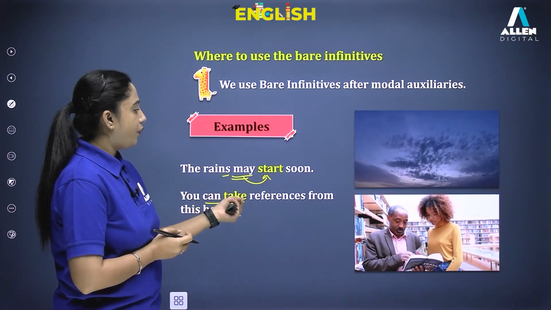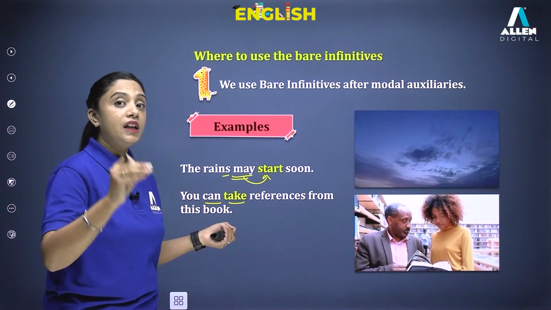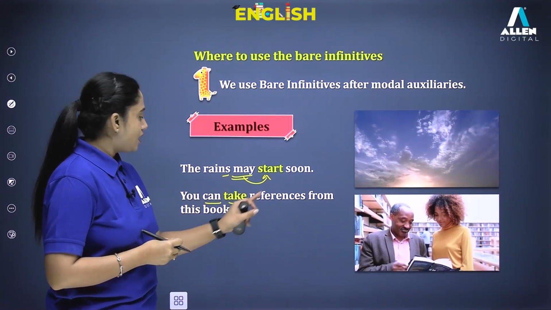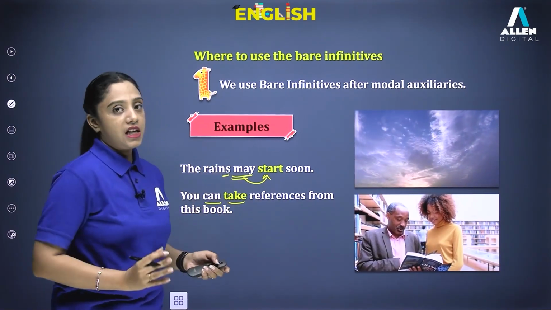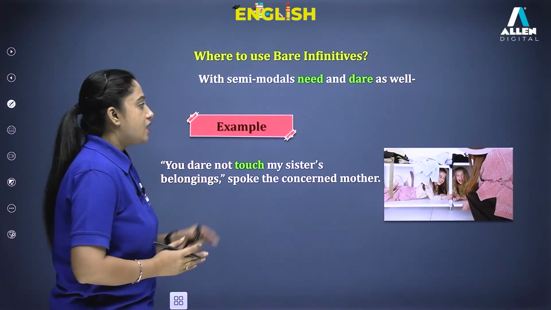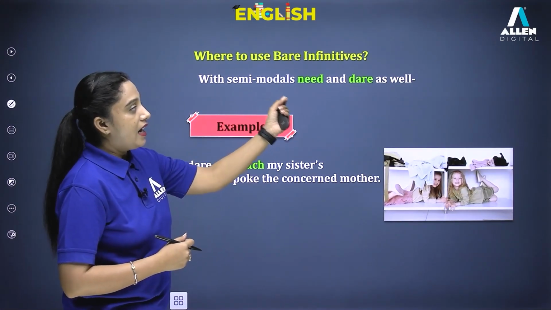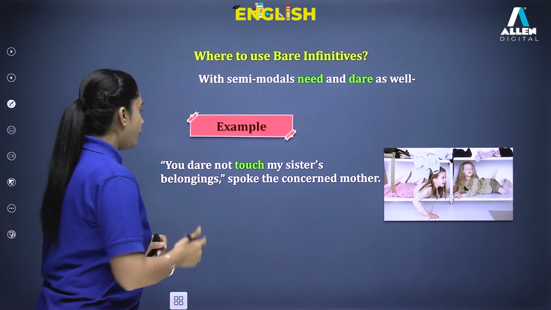You could take reference from this book. Now I am using past form, could, but still I am using take only. Or if I say he can take references from this book, here I have changed subject, but still here I am using take only, right? Okay, so here with semi-modals as well, like need and dare, we are going to use which form of the verb? We are going to use first form of the verb only.